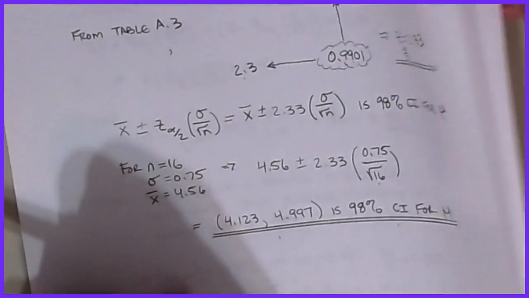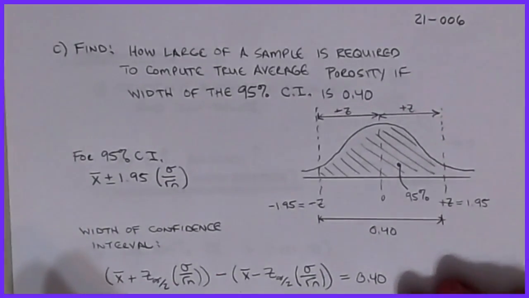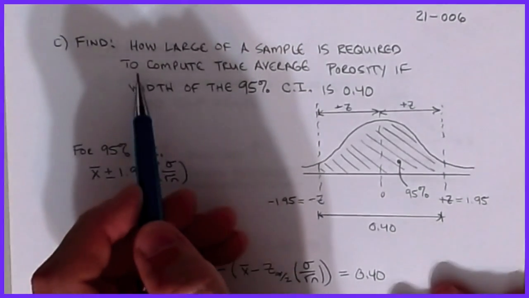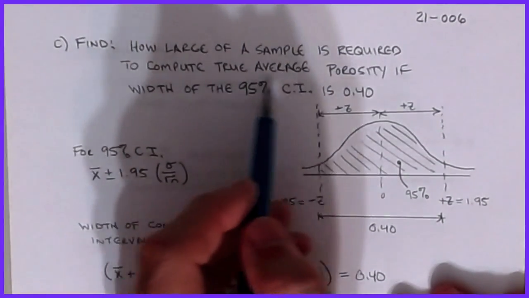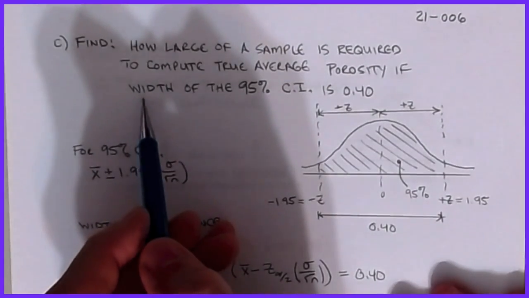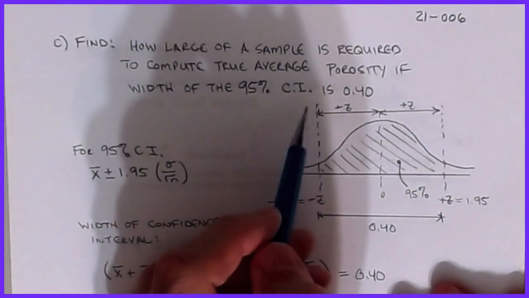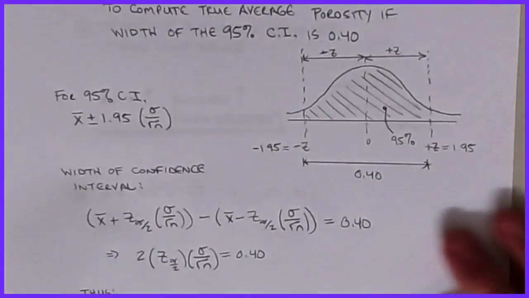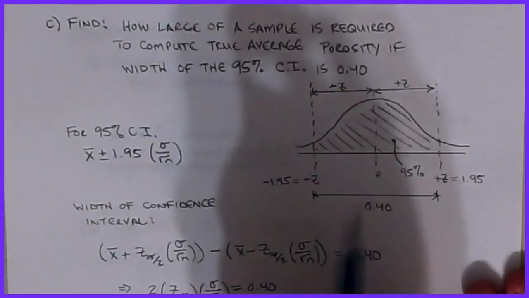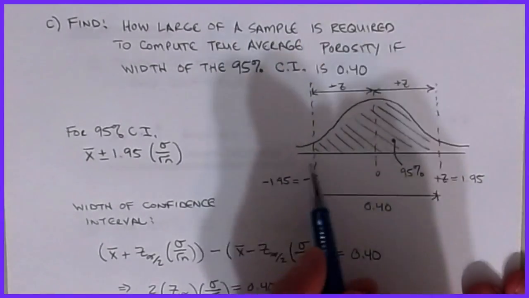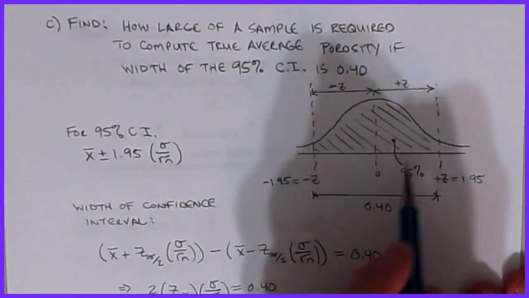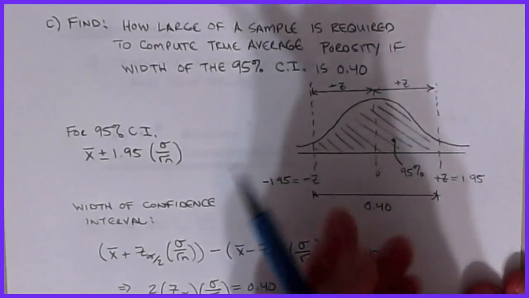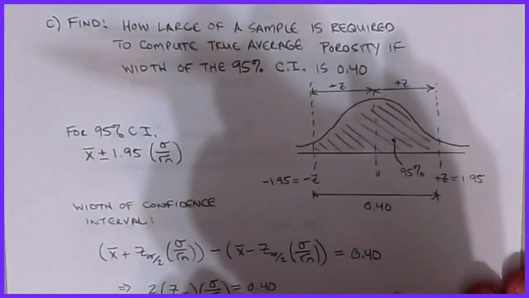All right, let's try another one. Now we want to find how large of a sample is required to compute the true average porosity if the width of the 95% confidence interval is 0.4. So what we're saying is we want to be sure that we're within a certain range, and this occurs a lot in testing. If I'm testing bolt strength or something, I want to set that bandwidth to a certain value.